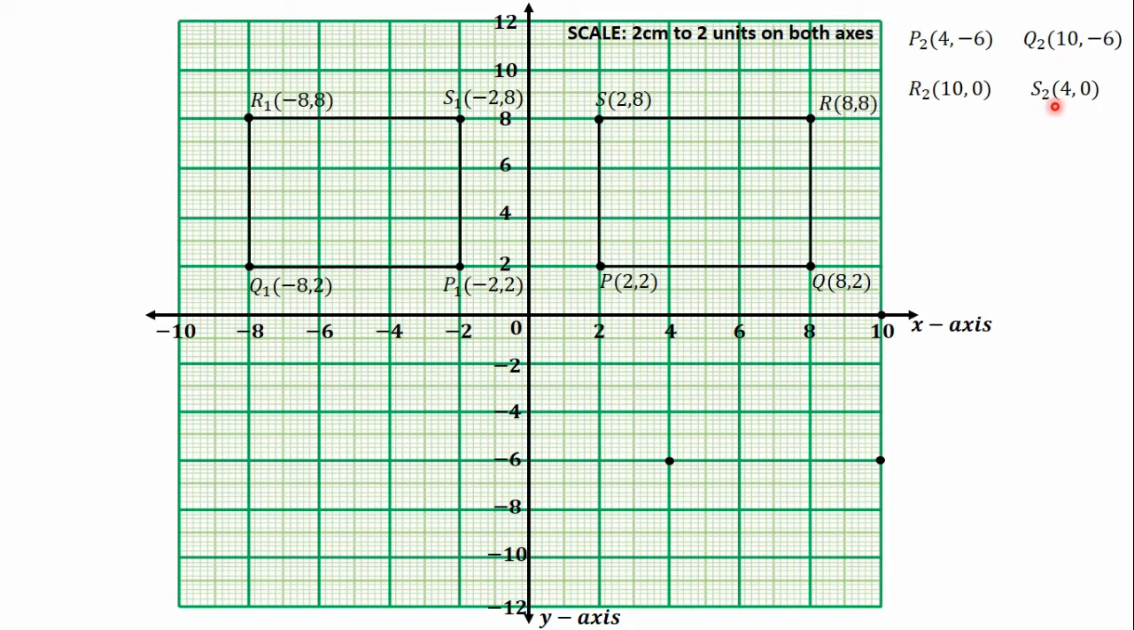And finally, S2 has the coordinates 4, 0. So 4 on the x-axis and 0 on the y-axis. That will be on this point. So we will join them to form the square P2, Q2, R2, S2. This is point P2 with coordinates 4 minus 6. This is point Q2 with coordinates 10 minus 6. This is point S2 with coordinates 4, 0. And this is point R2 with coordinates 10, 0.